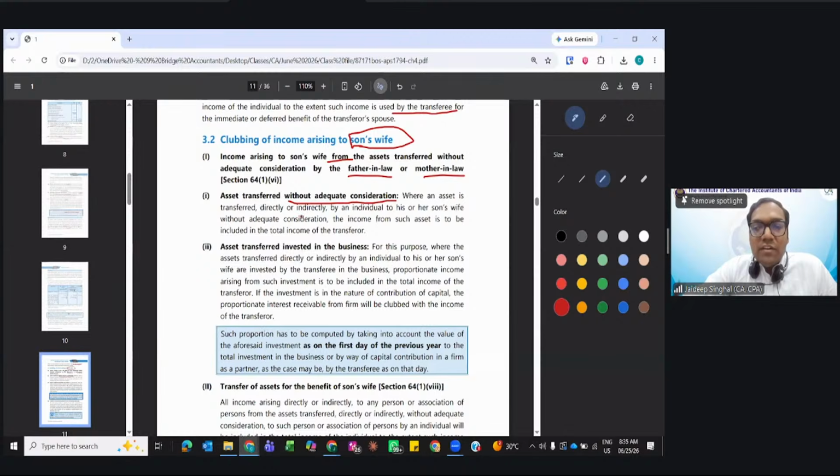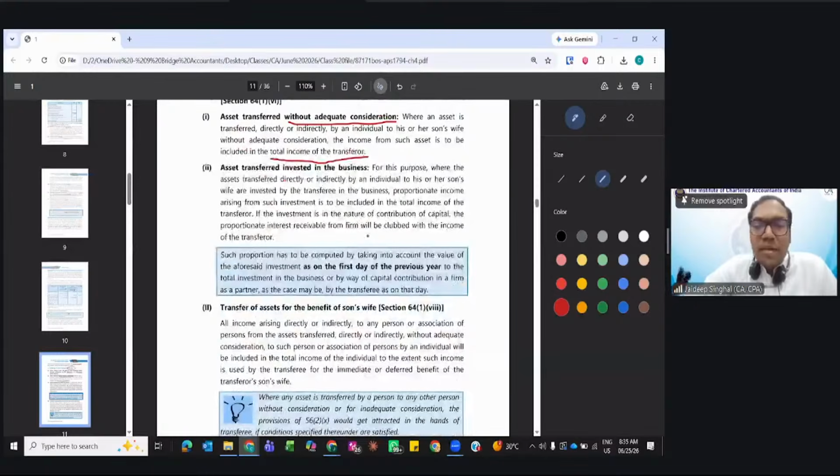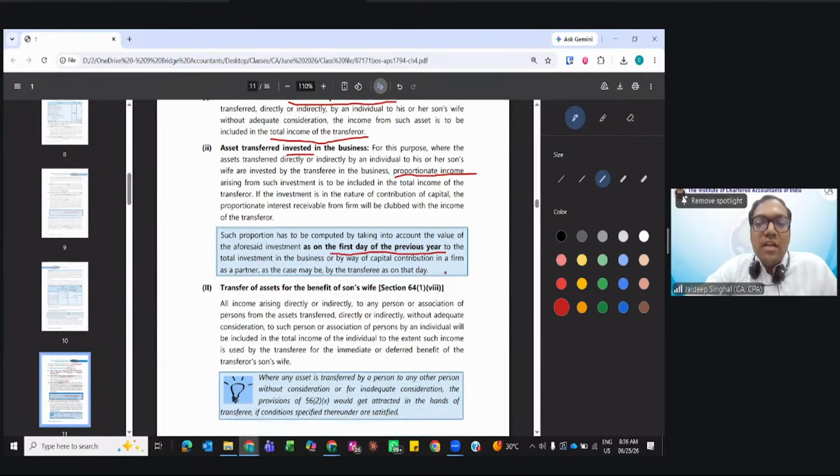Where an asset is transferred directly or indirectly by an individual to his or her son's wife without adequate consideration, the income from such asset is to be clubbed in the total income of the transferor. Clubbing will apply. Asset invested in the business, same way we will calculate the proportionate income, and we will see the capital balance on the first day of the previous year, current year, right?